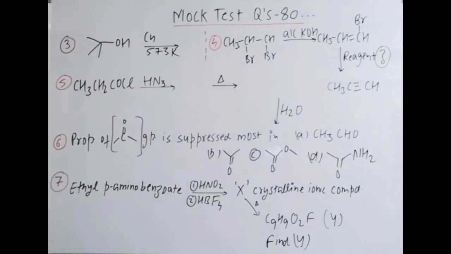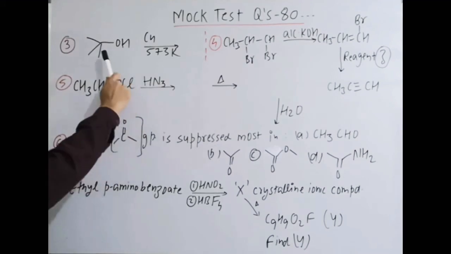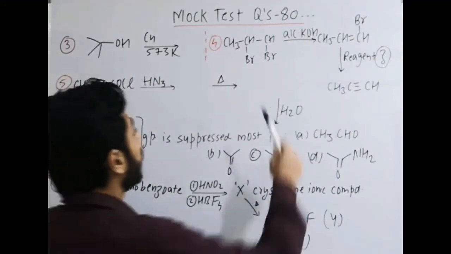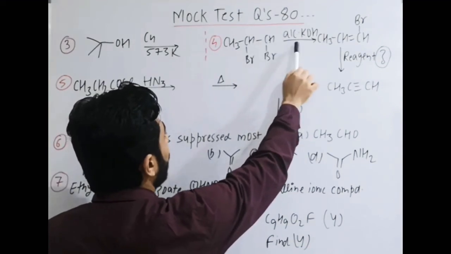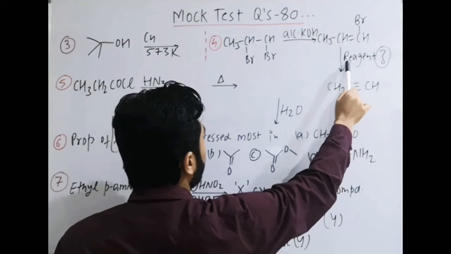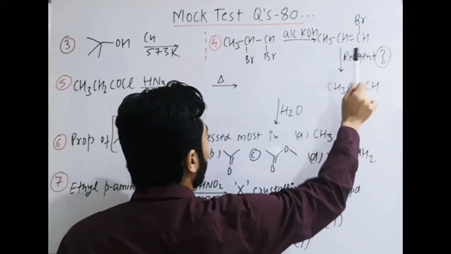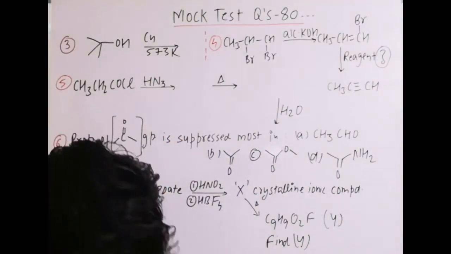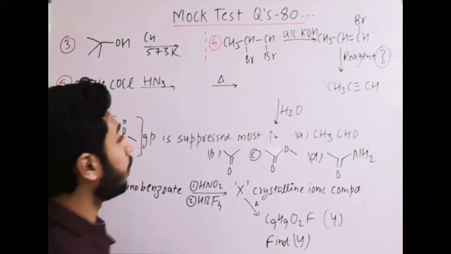Next, question number 3, a direct question, very easy, NCERT based: tertiary butyl alcohol with copper, heat. Next question: this compound, which is a vicinal dibromide, with alcoholic KOH, this is the product formed. After this product is formed, one reagent is used. You have to find out what the reagent is. After this reagent, the product formed is propyne. That is the product formed.